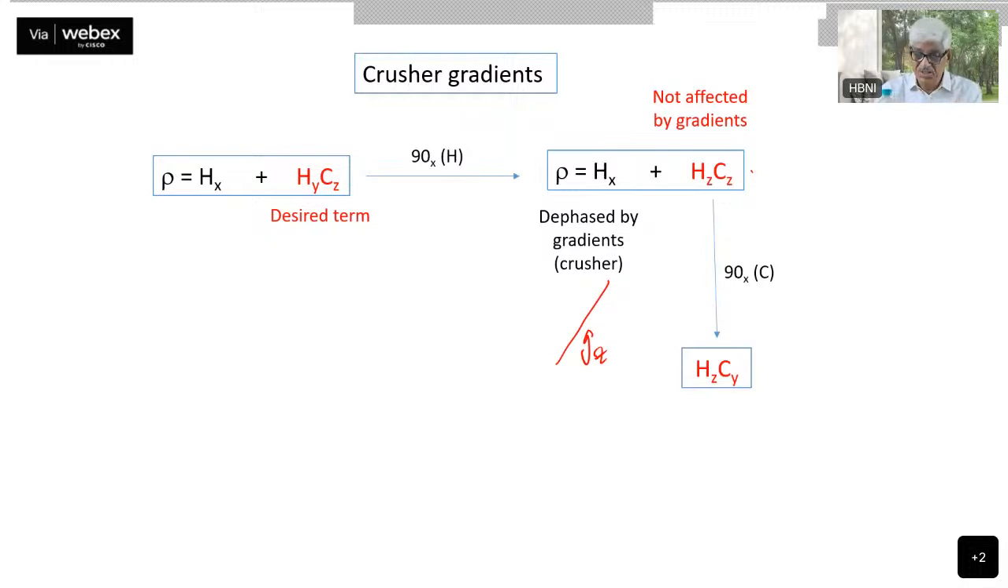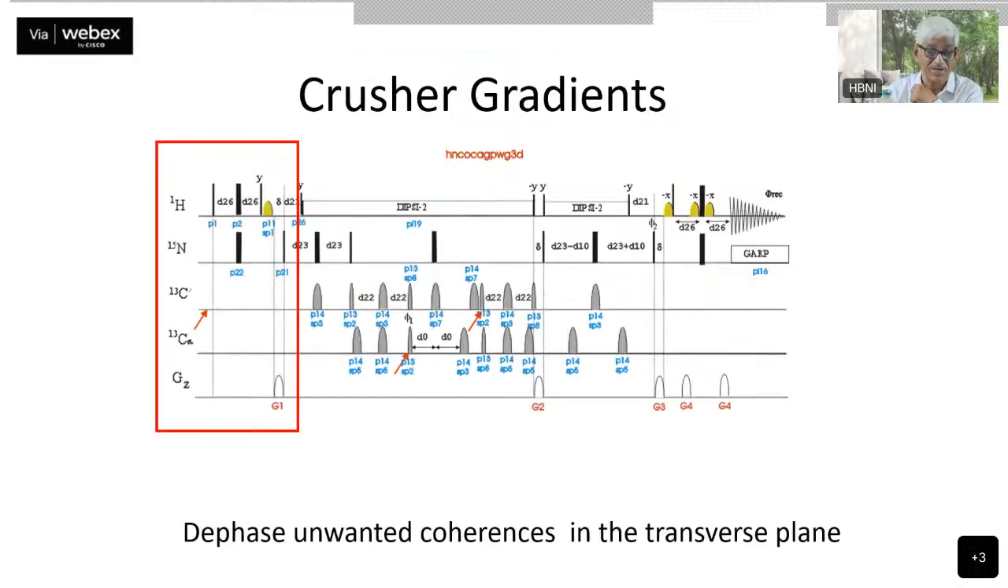Okay, and you see these are extremely useful and used extensively in various multidimensional experiments. I show you here one instance. Lots of Crusher gradients are used. See here, all of these gradients, these are all Crusher gradients. And where are they used? See here, this is the INEPT, particular INEPT sequence. From here, P1, P2, Y.